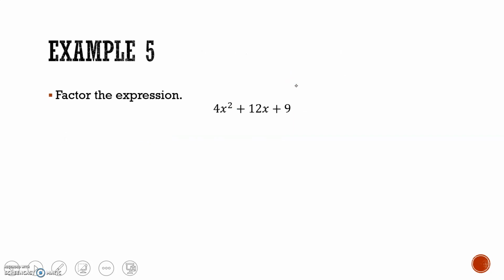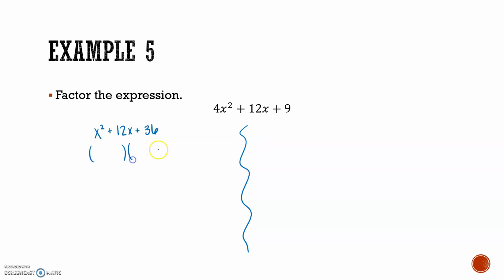So looking at this, according to our old method, what we would have done is multiply 4 by 9 and gotten 36. Two sets of parentheses, x, 6 and x, 6, both positive, and then divide by 4 at the end. When I simplify both of those, I would get 2x plus 3, 2x plus 3.